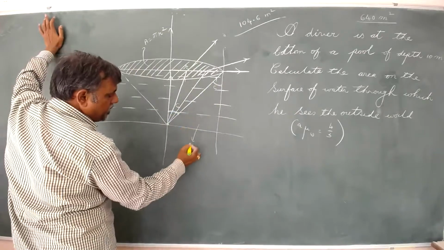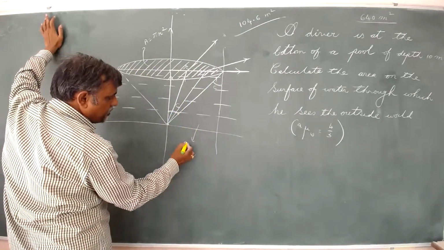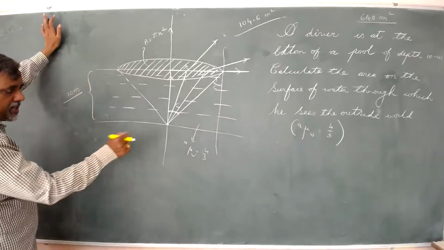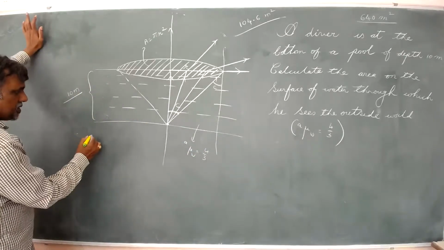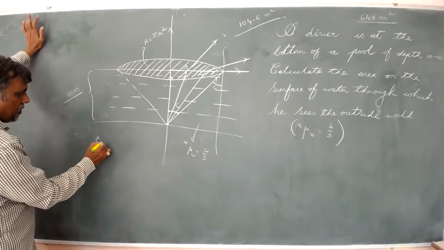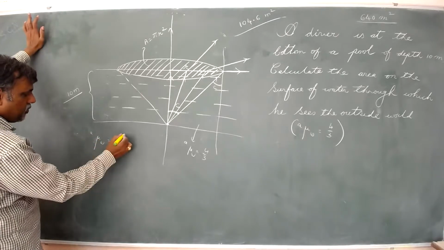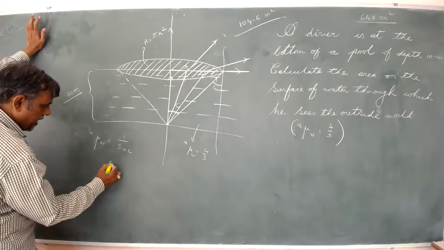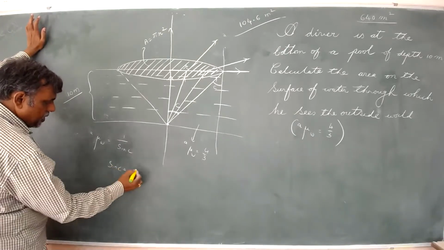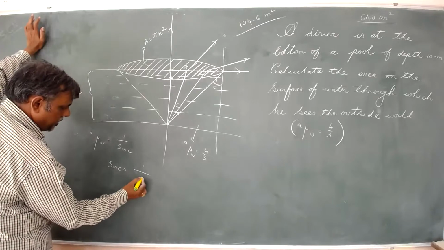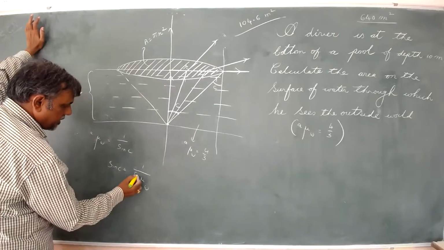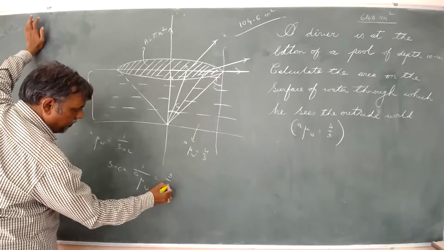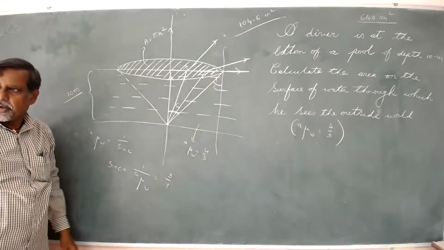Now, the refractive index of water has been given with respect to air, which is 4/3. Now, what is the relation between the critical angle and refractive index? The refractive index of water with respect to air is equal to 1 by sin c. So sin c in this particular case is 1 by the refractive index of water with respect to air. So this is 1 by 4 by 3, which is 3 by 4.